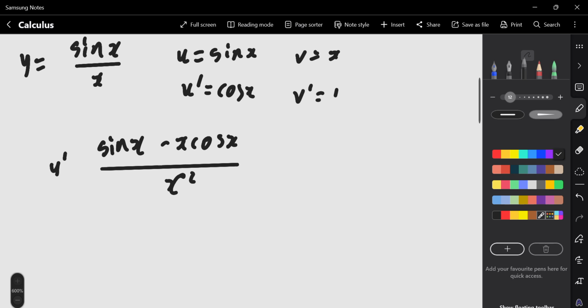Now, just as a quick little joke, what is the integral of x sine x over x? I'll give you, you shouldn't need more than 10 seconds. Solve this integral.